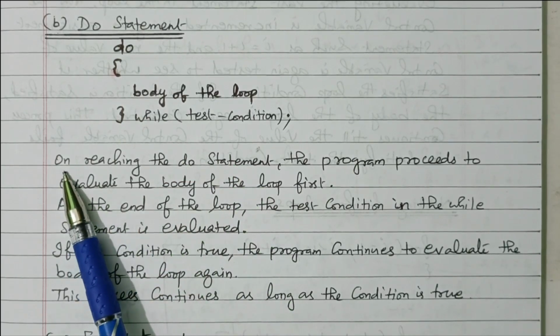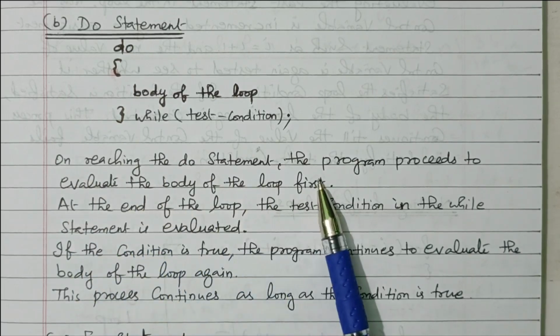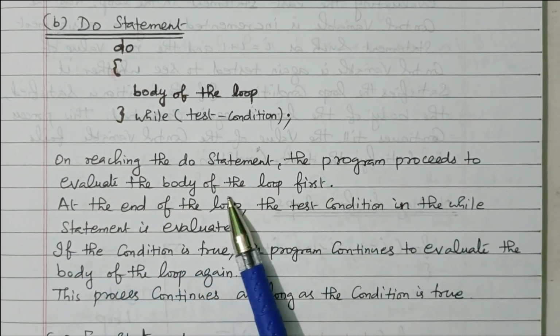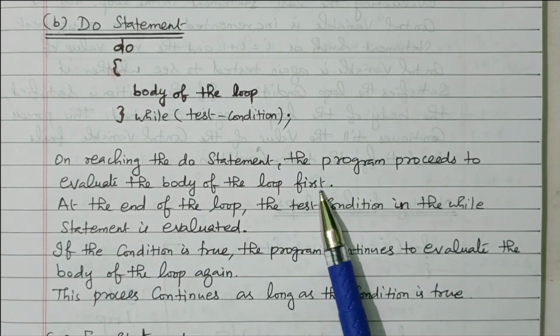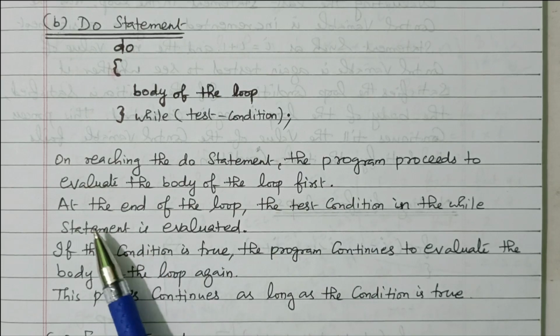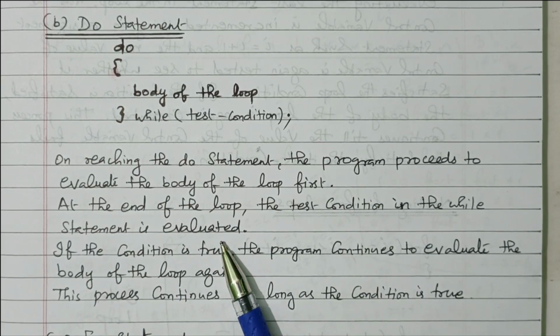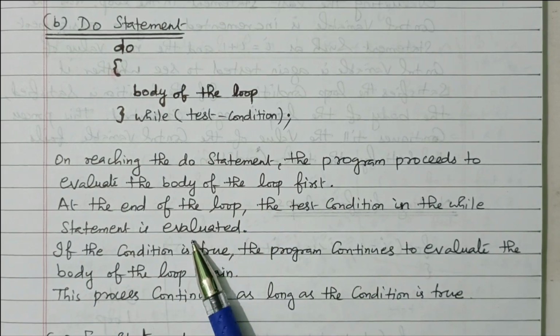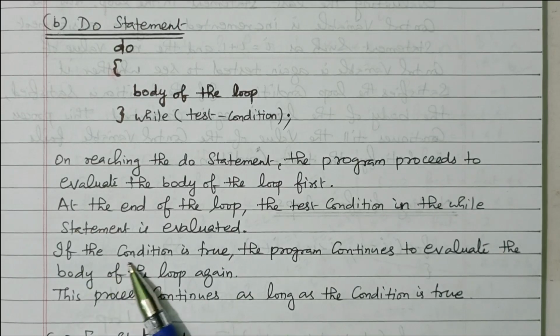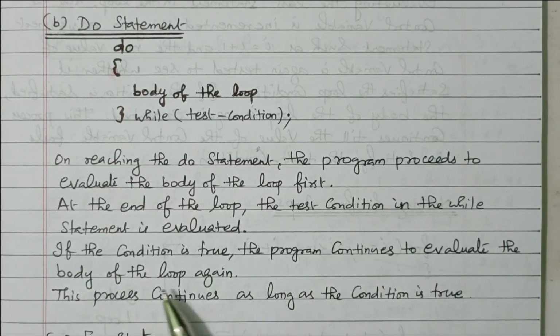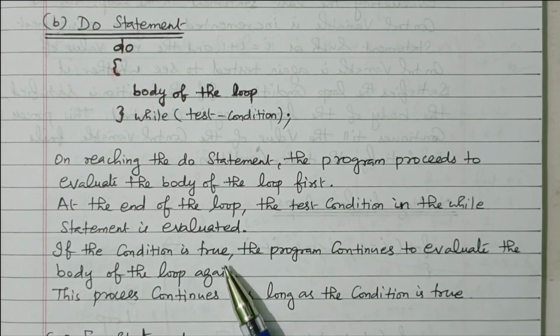Now we'll see the description. On reaching the do statement, the program proceeds to evaluate the body of the loop first. Without checking any condition, the body of the loop is executed. At the end of the loop, the test condition in the while statement is evaluated. After executing the body of the loop only, the test condition is evaluated. If the condition is true, the program continues to evaluate the body of the loop again. This process continues as long as the condition is true. If the condition is false, then only it will stop the process.